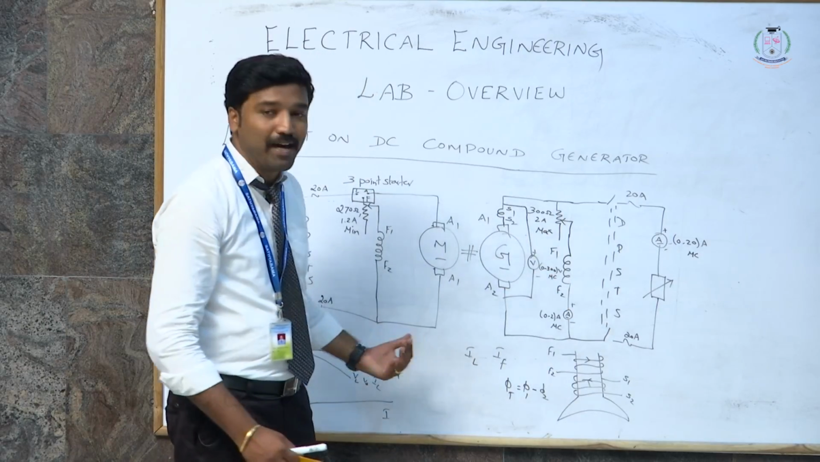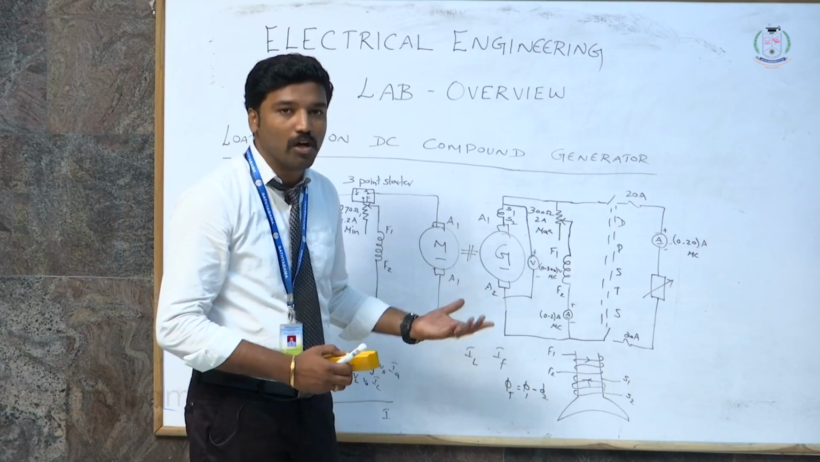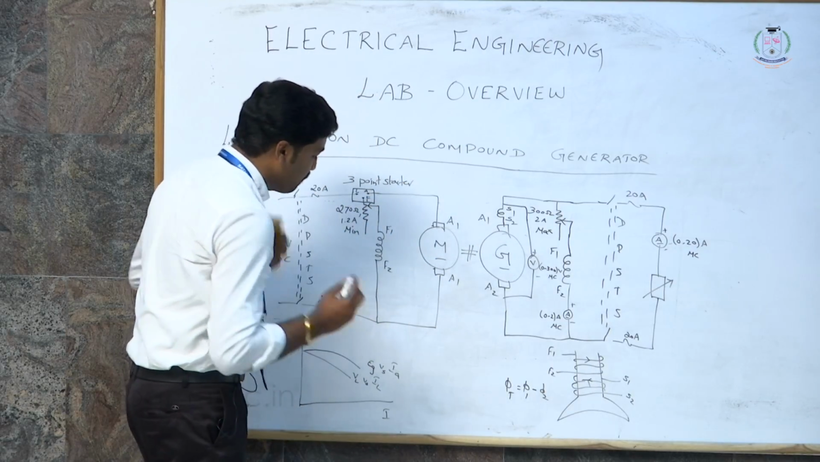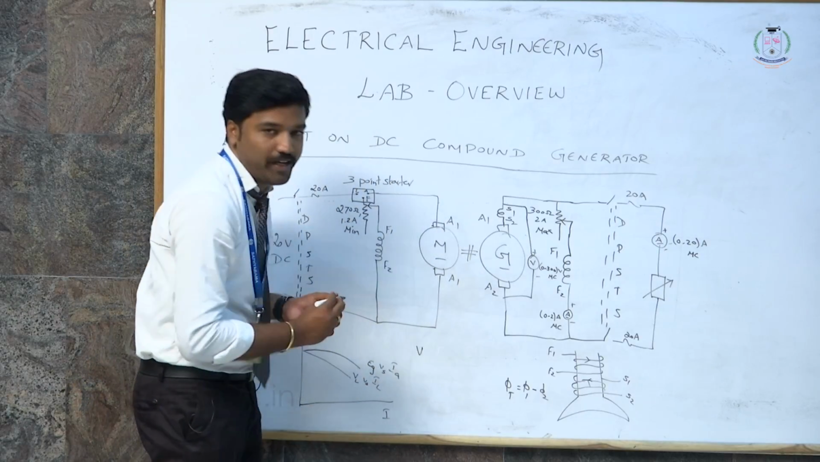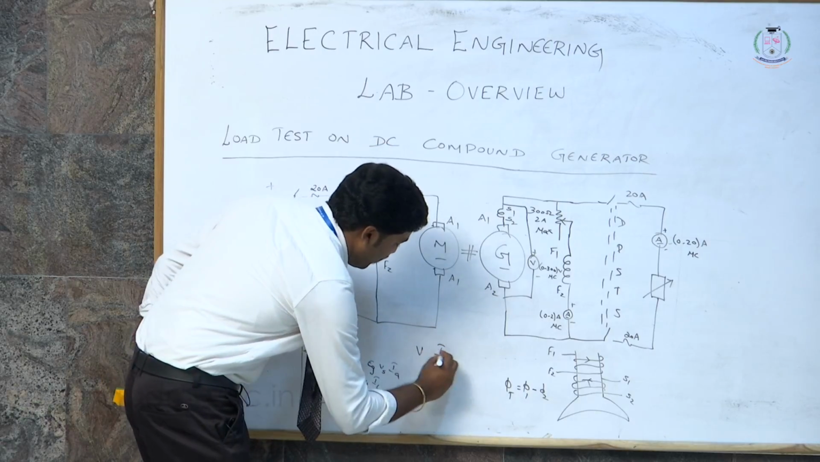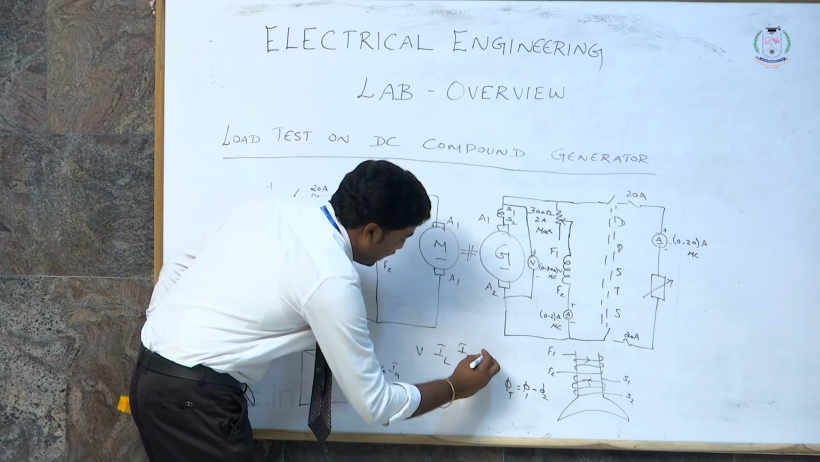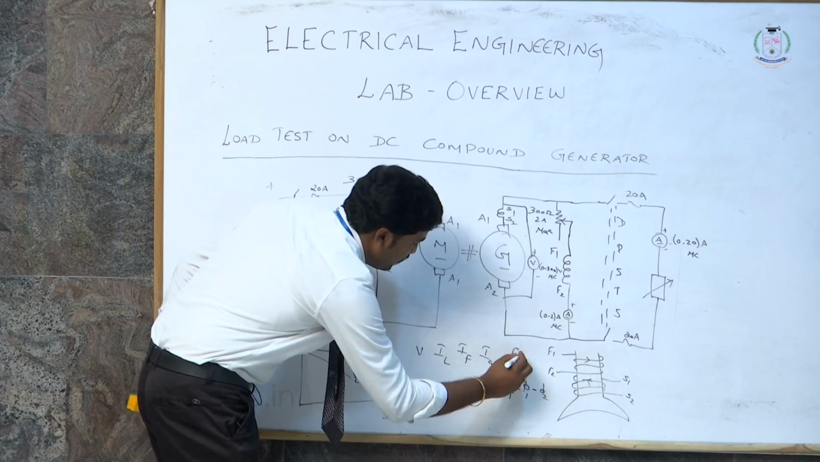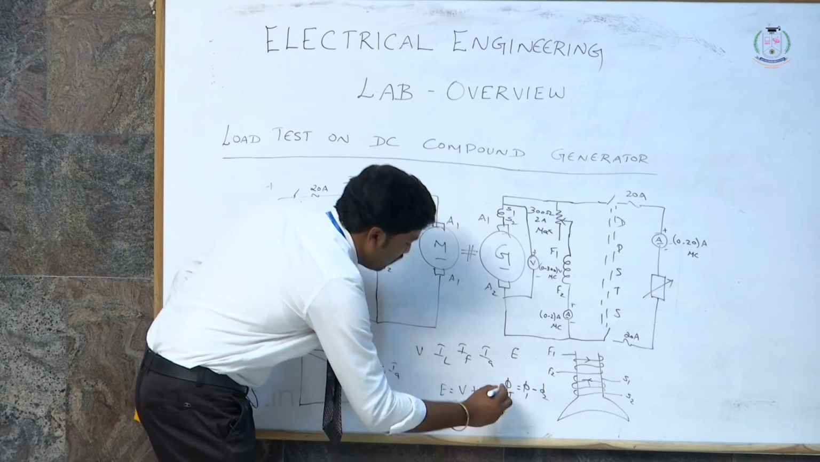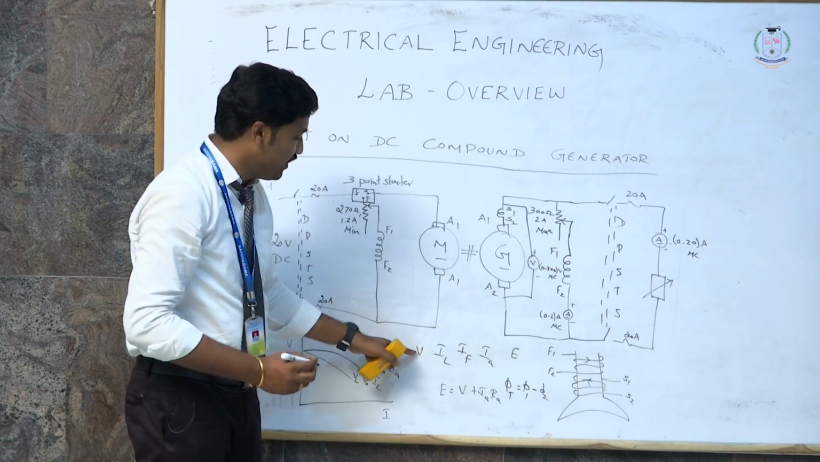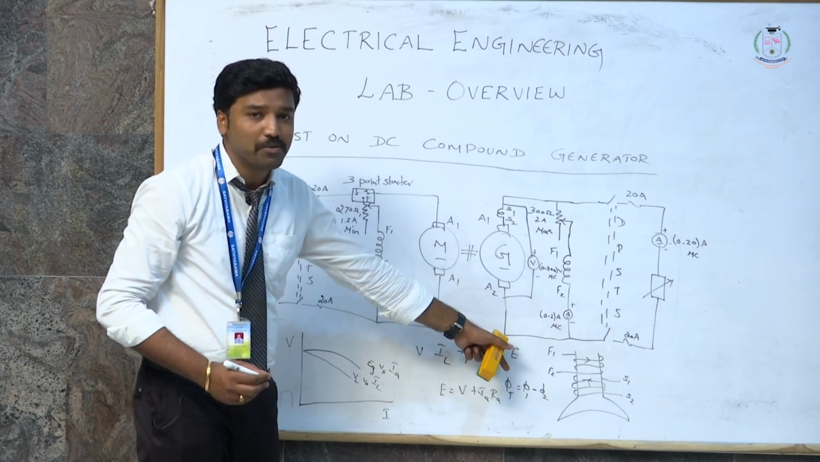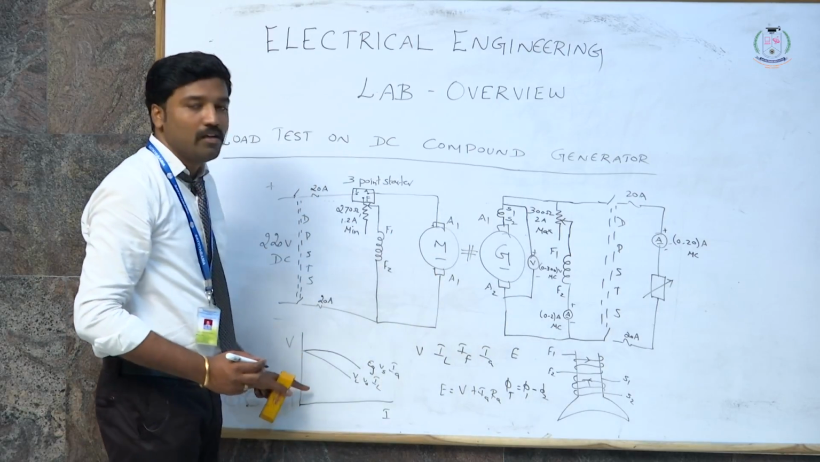But coming to the recording part, the calculation and the tabular columns, everything remains the same. What are the column readings to be noted? First is terminal voltage V, followed by IL, IF, and then IA and E. E is nothing but V plus IA RA. By doing this, E is recorded, V is recorded, IL, IA, everything has been recorded. With these readings and the calculation we have observed, we go for the graph.